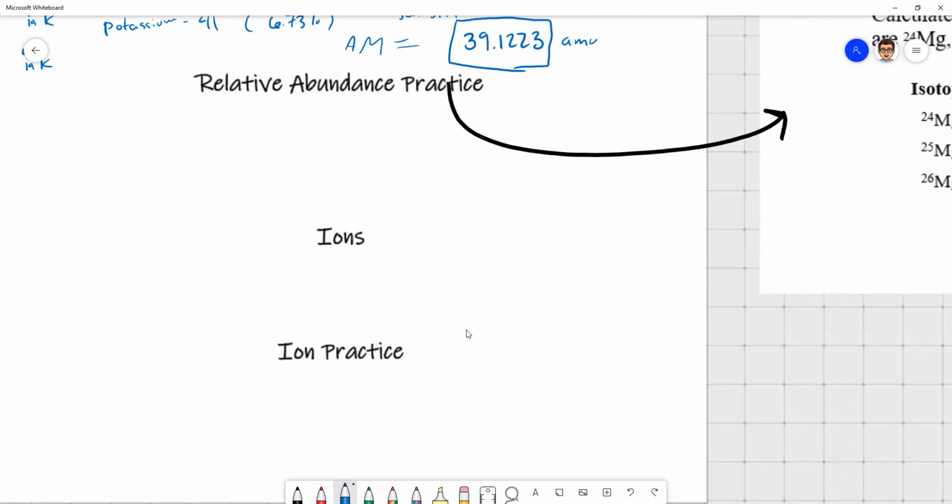Okay? We didn't give this a formal name, but basically ions are atoms of the same element with an uneven number of protons and, not neutrons, electrons. Ions are atoms of the same element with an uneven number of protons and electrons, ultimately giving us a charge.